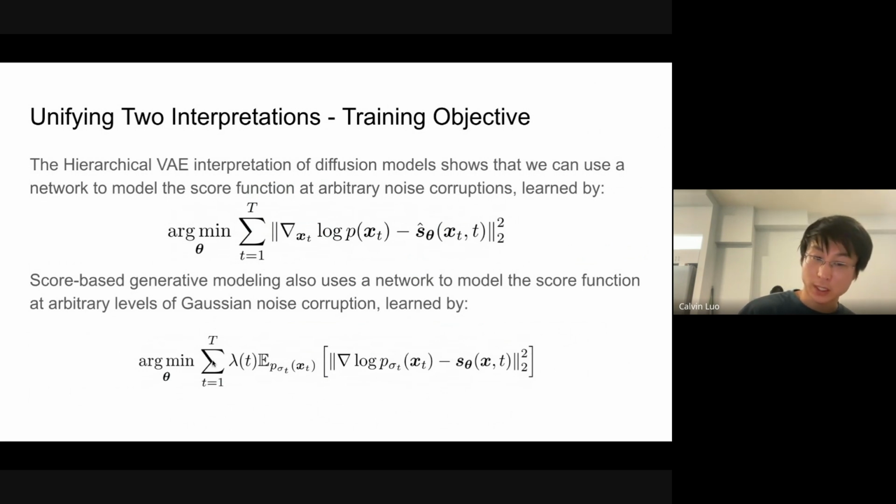We're learning it for multiple timescales, trying to minimize the difference between some ground truth and the prediction of the score. And for this expectation and this weighting, we can find parameterizations for the weighting to make them equivalent. So functionally, the training objectives for the hierarchical VAE formulation of the diffusion model and for score-based generative modeling are equivalent.